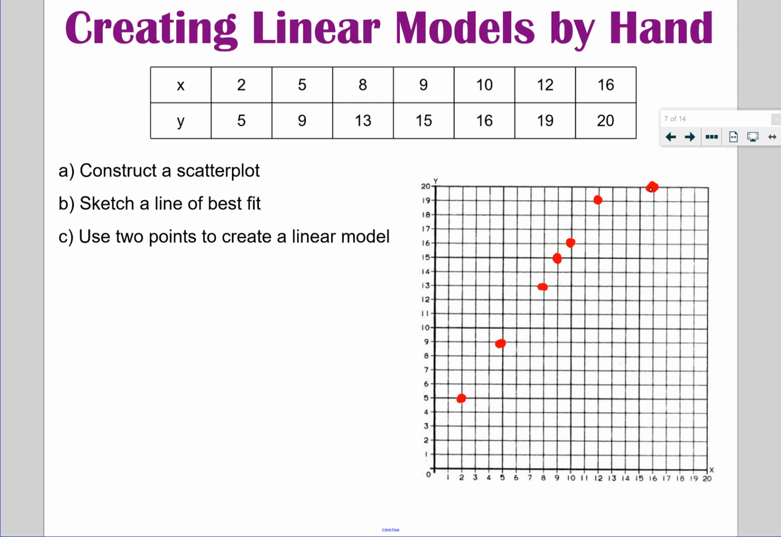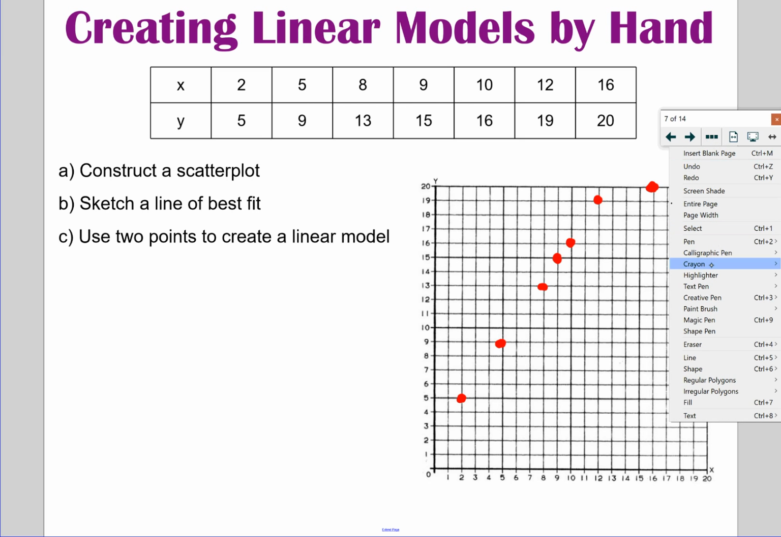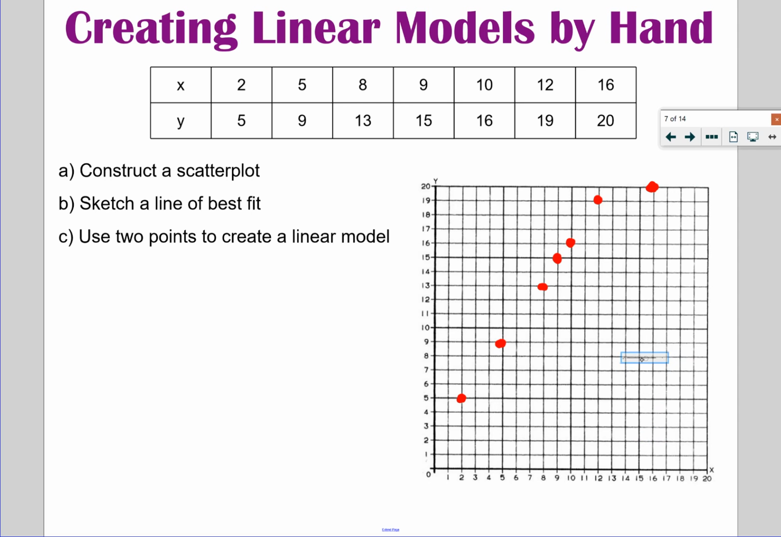Once you have all of your data modeled here, you can see this is not an exact linear model. I wouldn't be able to draw a line that touches every single point on here, but it's going to be close. In general, I could say this trend is a line. So the next thing we want to do is sketch a line of best fit. When you sketch a line of best fit, you want to make a line that shows, again, the general trend in your data, and if it can't go through all of your data points, you want to try to make it so the same number of data values are above and below the line.